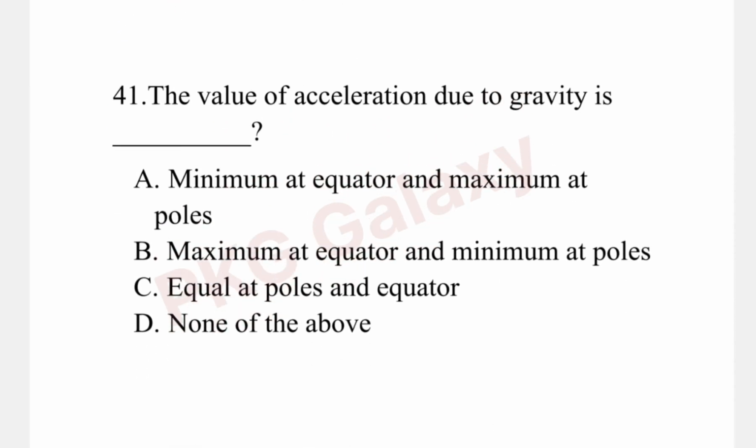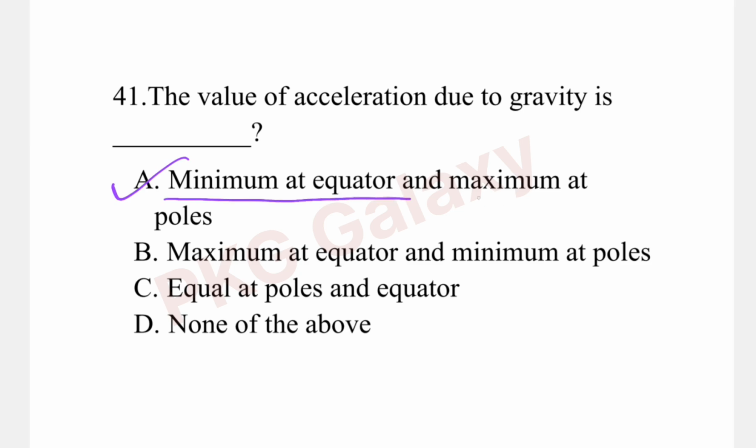Okay, next question. The value of acceleration due to gravity is option A, minimum at equator and maximum at poles. Option B, maximum at equator and minimum at poles. Option C, equal at poles and equator. And option D, none of the above. So the correct answer is option A, minimum at equator and maximum at poles.